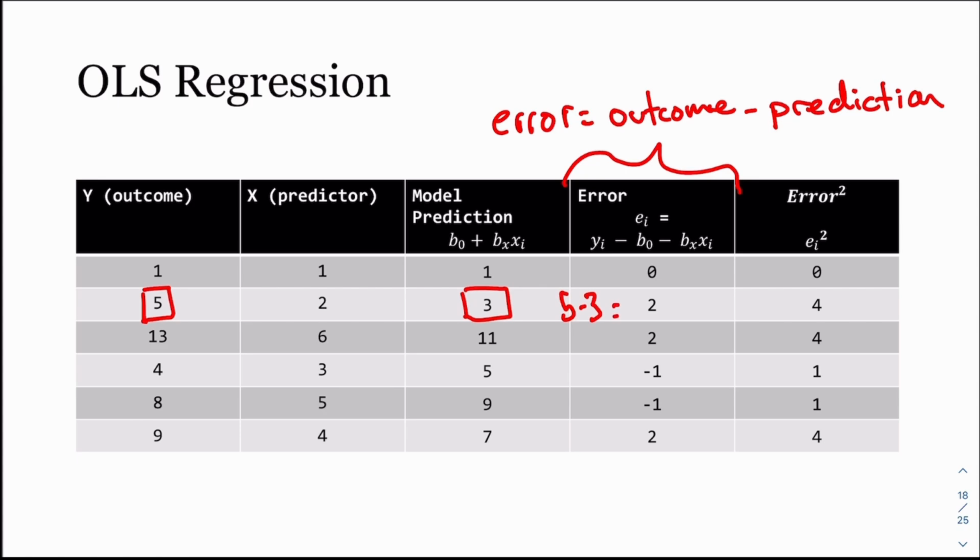The first step in calculating the error sums of squares is to square the error terms. To square any number, you simply multiply it by itself. So 0 multiplied by 0 gives you 0. 2 multiplied by 2 gives you 4. Minus 1 multiplied by minus 1 gives you 1. An important thing to remember is that if you multiply any negative number by itself, it will give you a positive number. All of these error squared values should give you positive numbers.